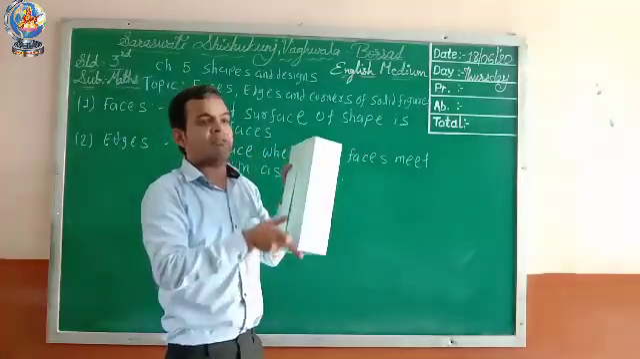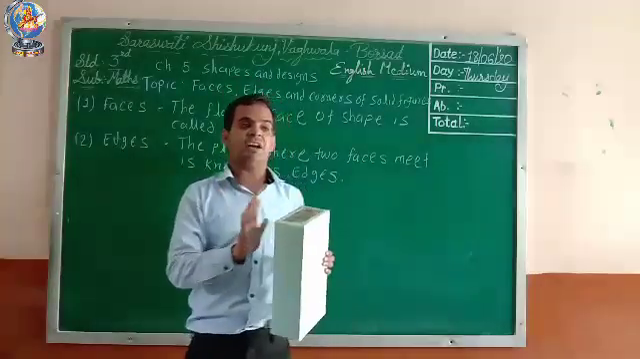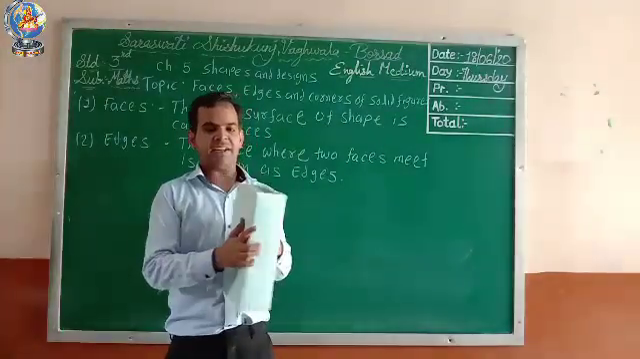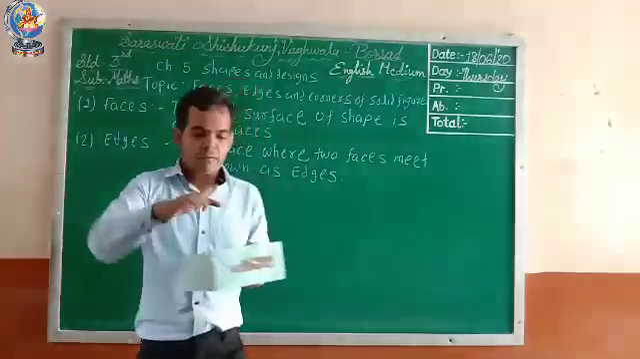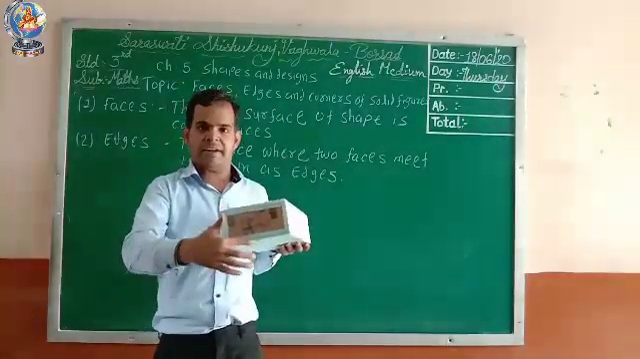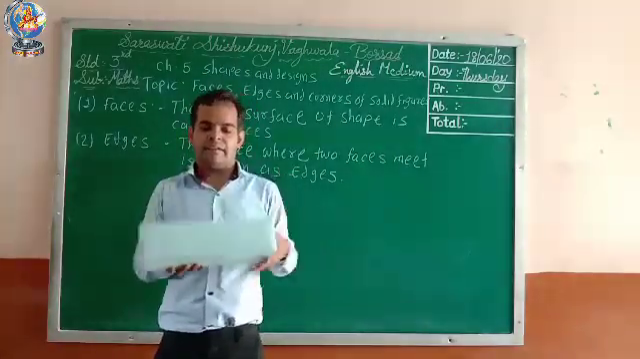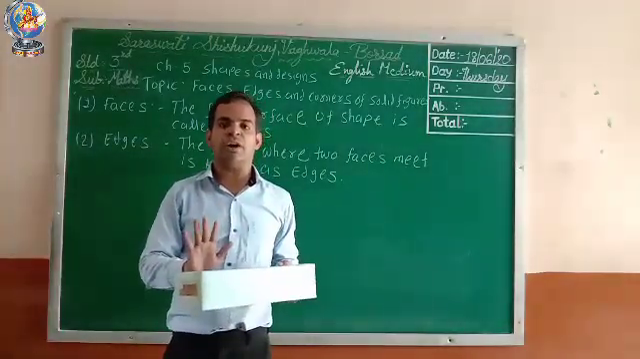Okay, and that line we call edges. Understood about that? Now how many edges in the cuboid shape? 1, 2, then 3, 4. Then 5, 6, 7, 8. Then 9, 10, 11, 12. Understood about that? 12 edges of the cuboid.